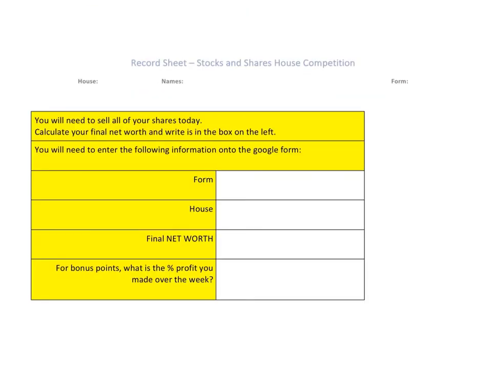Finally, when you get to Friday, all you need to do is get the students to fill this in. So they need to put their form here, their house here, their final net worth, and for bonus points, work out the percentage profit they made over the week. They don't have to do that, but if they can do that, that would be great. And I will email you a Google form where you will just have to fill in those 4 things and a little bit of feedback about how the process went.